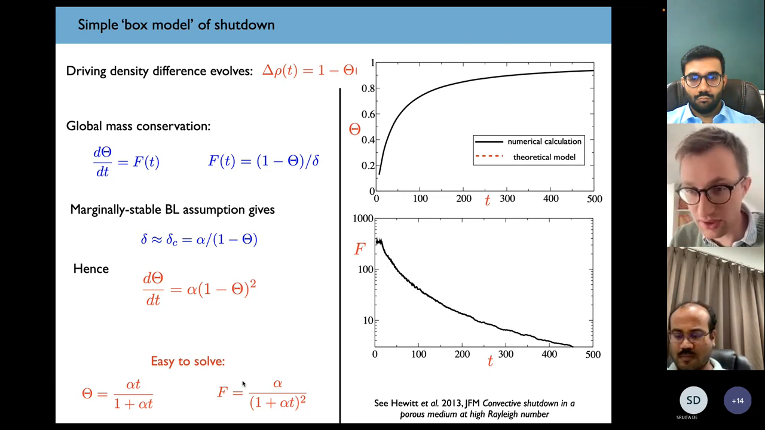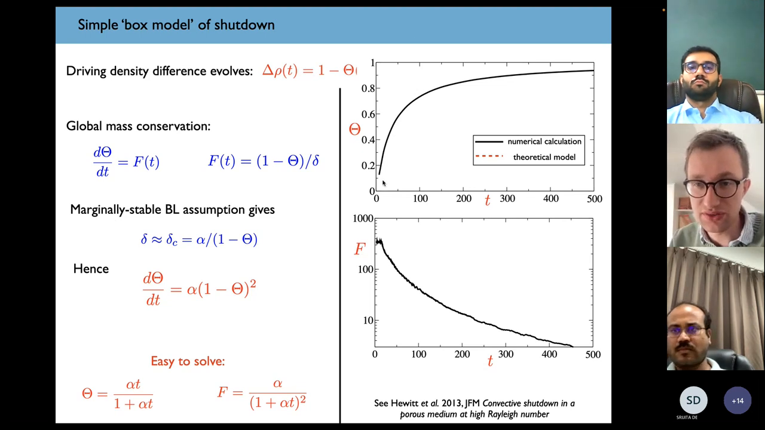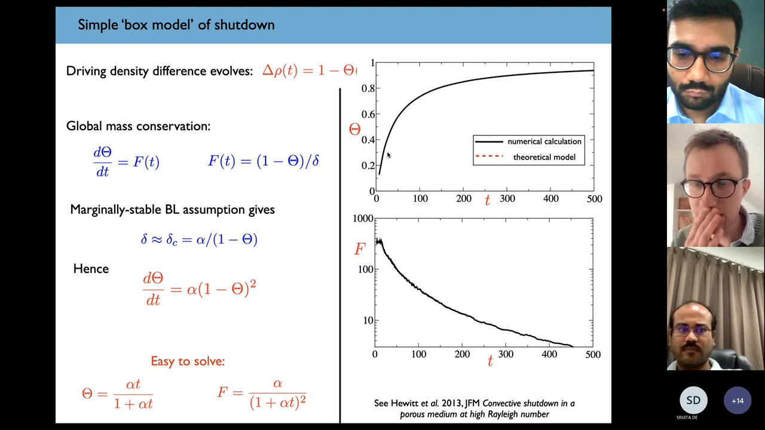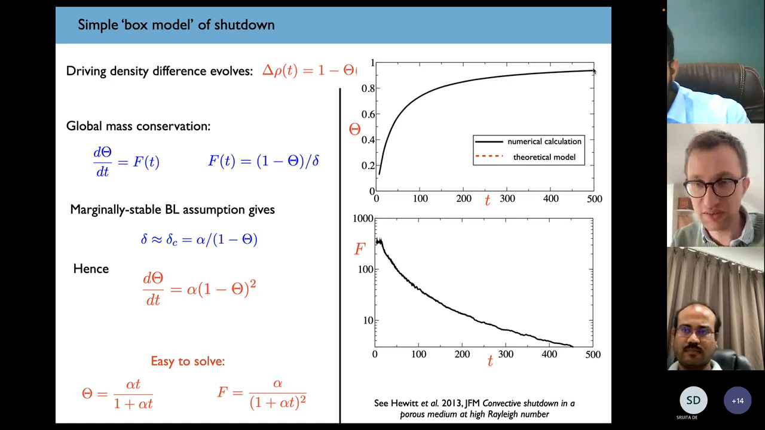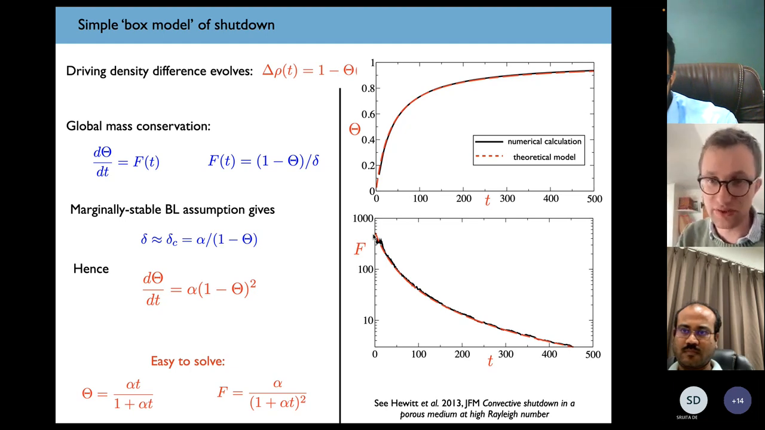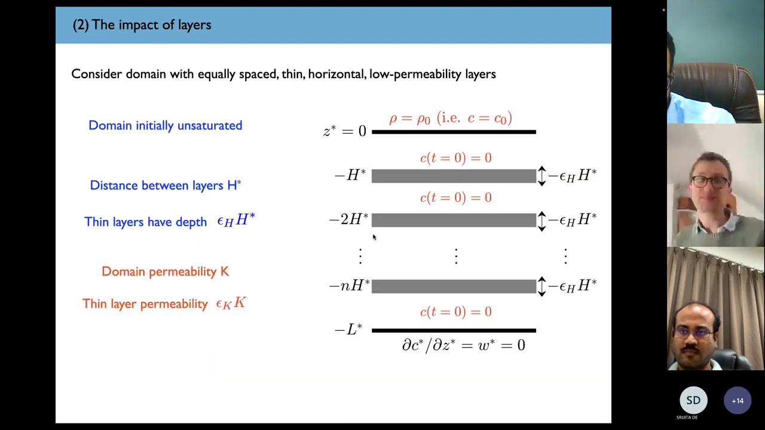So here's some numerics of this homogeneous case. This is from quite a while ago now. You see that the interior concentration is increasing towards one, which is the value that was imposed on the upper boundary, over time. And the flux, this is on a much longer time scale than the movie I just showed. You can see the initial bit where it's oscillating around a constant, and then that's the shutdown regime. And when you put the theory on top, it's perfect. So it looks very good. This seems like a pretty good model for what's going on in the shutdown case.